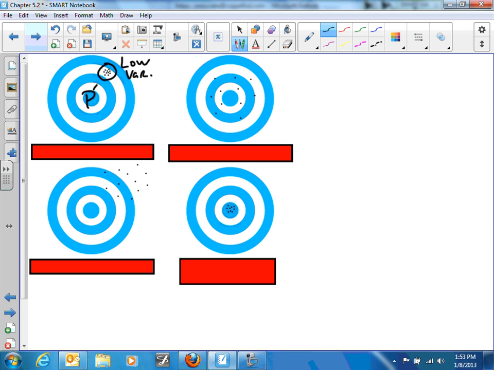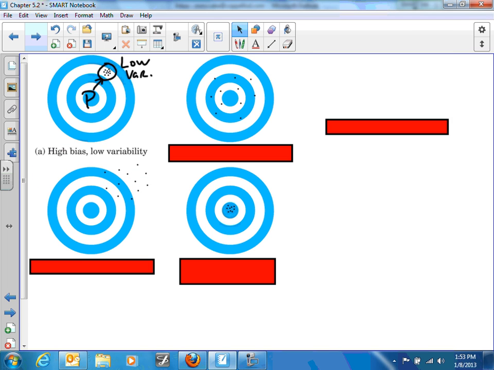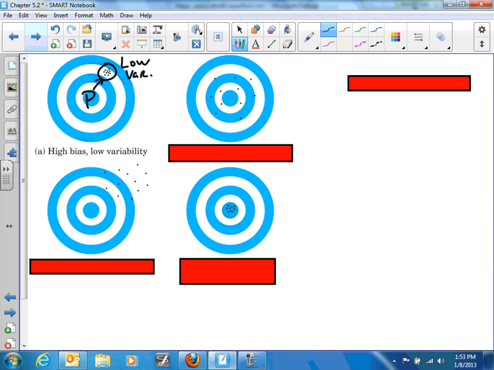But they're a long distance away from the parameter, therefore they have high bias. So the distance here means high bias. The tight knit means low variability. All right, let's look at this one.